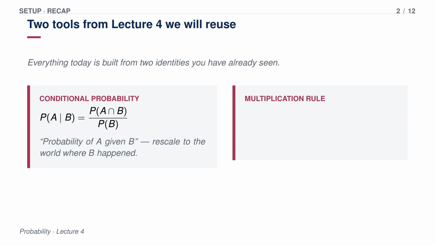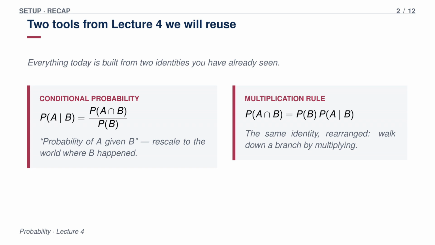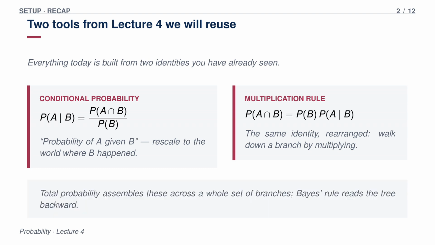Before the new stuff, 2 tools from last lecture, and that's genuinely all we need. First, conditional probability. The probability of A given B is the probability of A and B divided by the probability of B. Rescale to the world where B already happened. And the second tool is just that, rearranged. The probability of A and B equals the probability of B times the probability of A given B. That's walking down a branch of a tree. You multiply as you go. So hold on to both. Total probability stacks them across many branches, and Bayes reads the tree backward. That's the whole episode, right there.